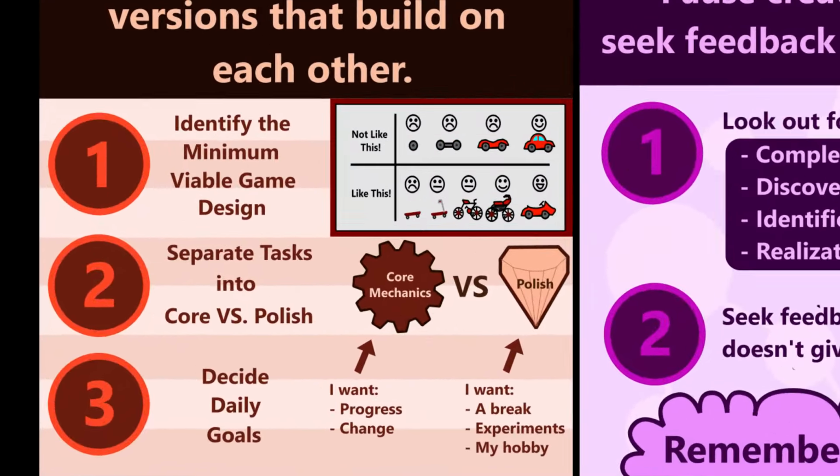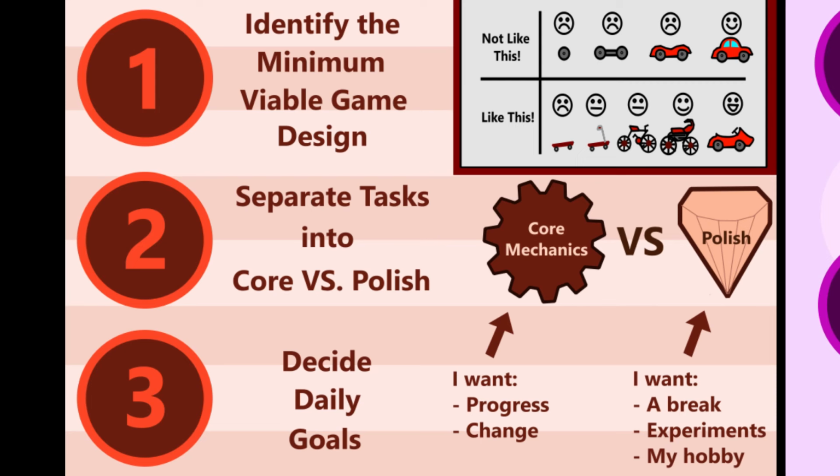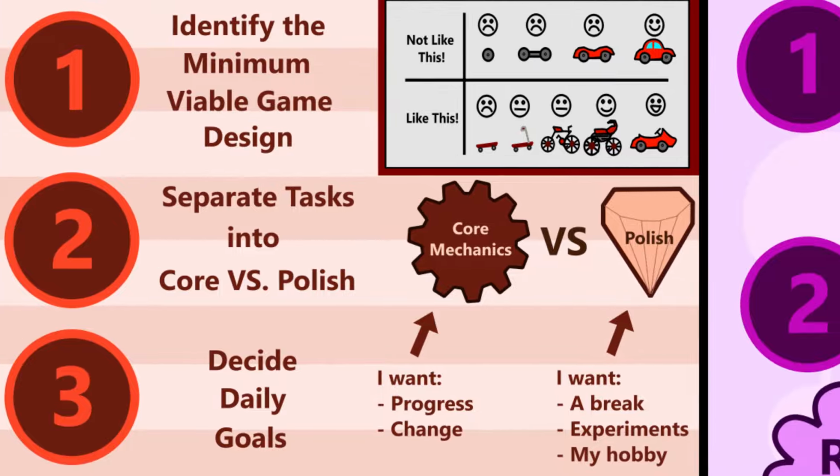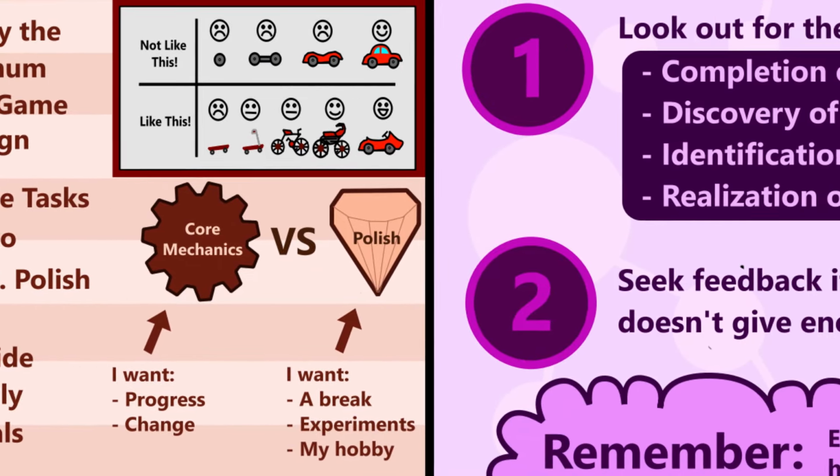First, break your game into two pieces: the core game design and the polish. Then, when you're planning your next steps, you can decide, what do I want to achieve? Do I want to see my game grow and evolve into something new? Or do I want to improve something about it?